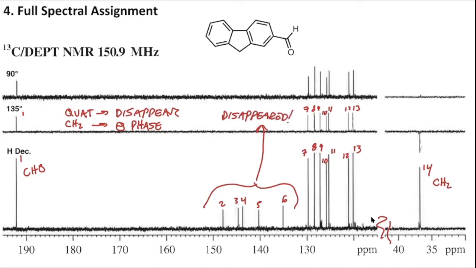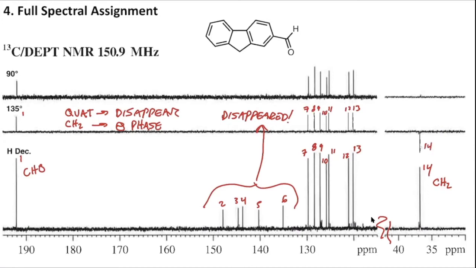And last but not least, we see over here on the upfield end that this peak has gone into the negative phase, but still appears in the 135 DEPT, which means for certain this must be our CH2 peak. But I don't think we're too surprised by that. It seems like the only one that it could be by chemical shift anyway. So there we go. We know carbon 14 certainly is a CH2.